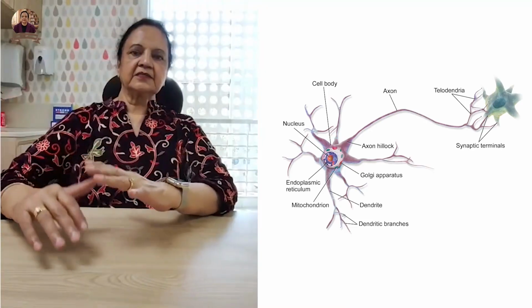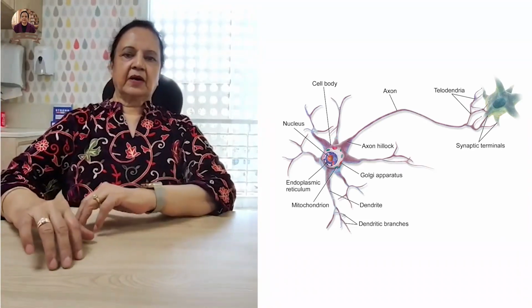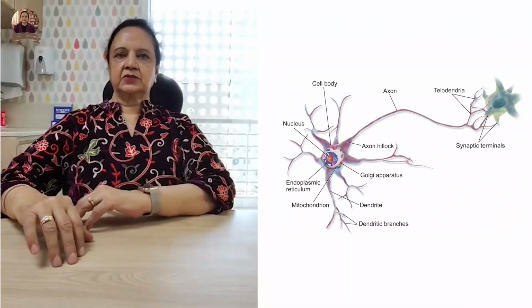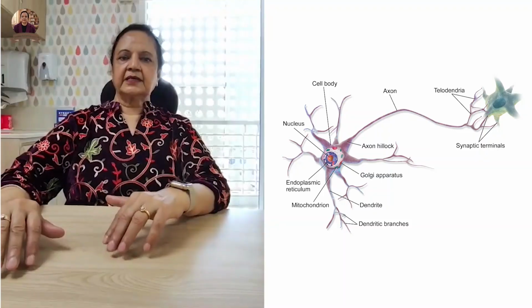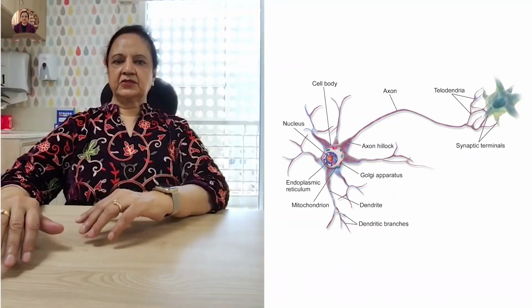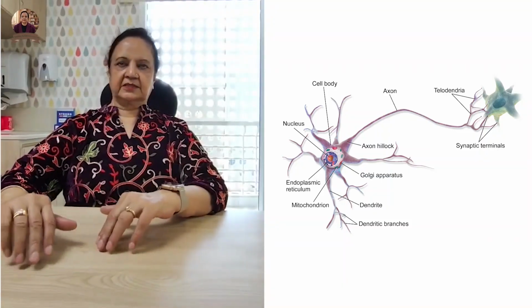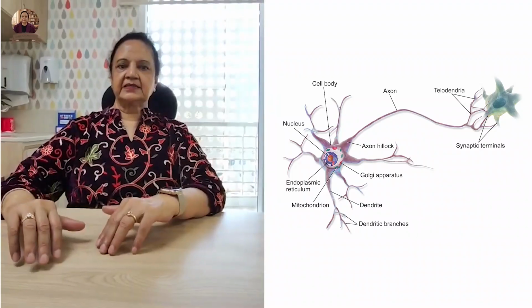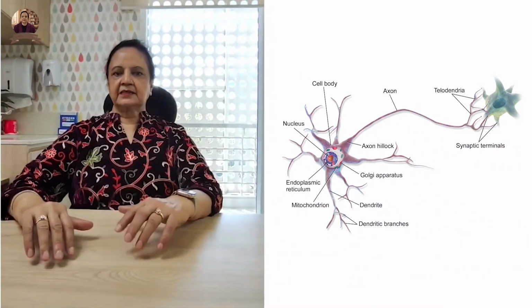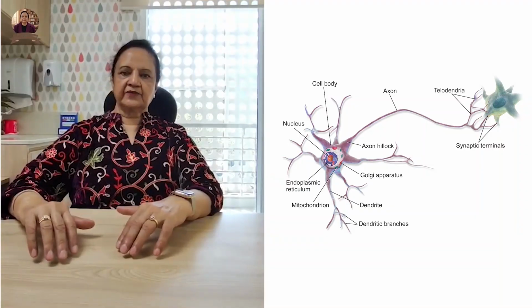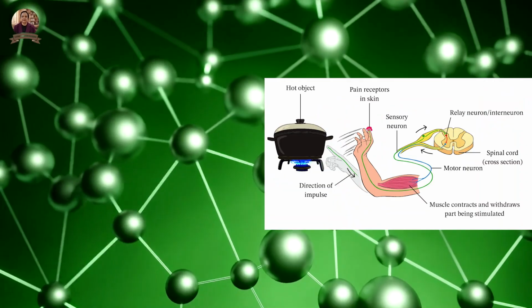How our body responds to the external environment is called control and coordination. The neuron is the structural and functional unit of the nervous system. Dendrites receive the signals. The axon conducts the nerve impulse away from the cell body.